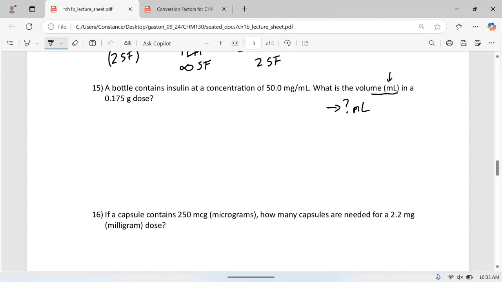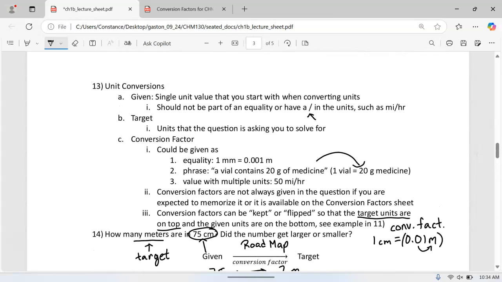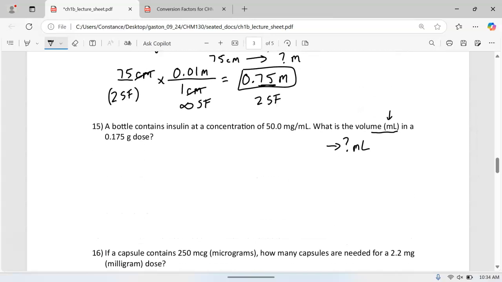Okay, and then I've got to find my given information, and they give me two values. One of those must be a conversion factor, and the other is given information. And remember that the given information should not be part of an equality, and it should not have a slash in those units, such as miles per hour. And so if you notice, the 50 milligrams per milliliter has that slash in the units. So this must be a conversion factor, which means the only information left is that 0.175 grams, and therefore that has to be my given information.